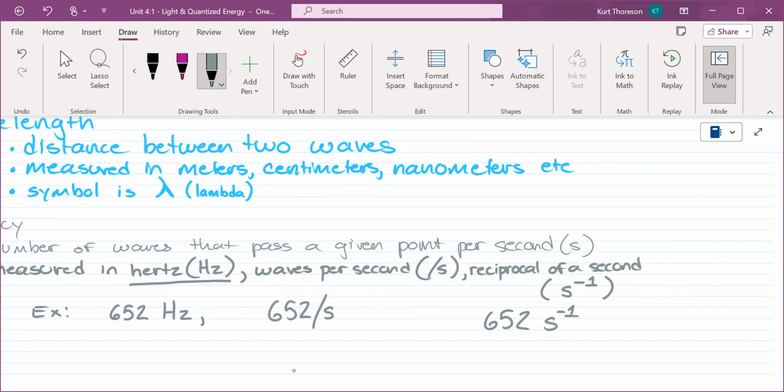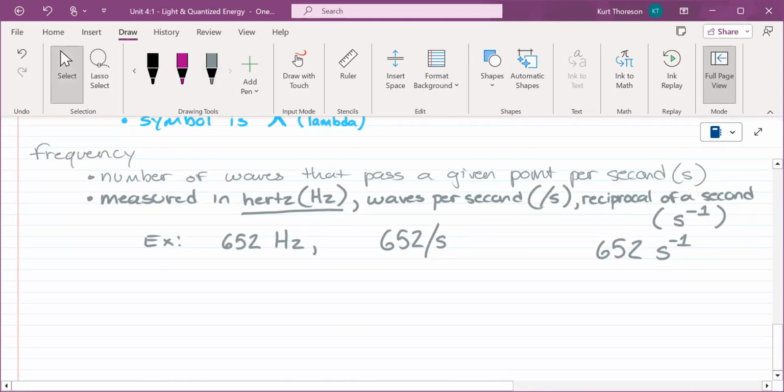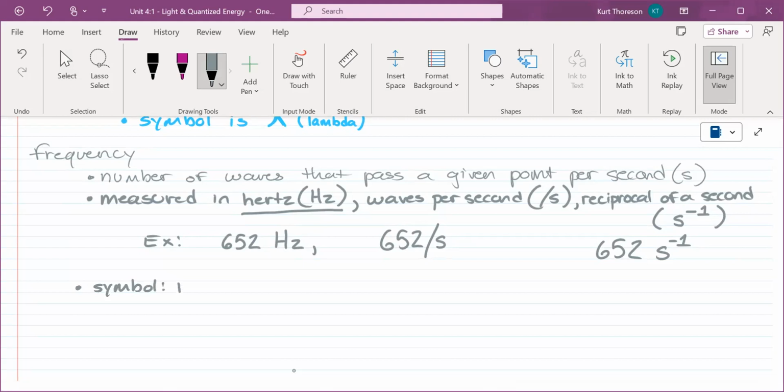That is how you write them. They all mean the same thing. 1 hertz is 1 wave per second, is 1 reciprocal of a second. And then finally, when it comes to frequency, it is also a Greek letter. It looks like the letter V. Nick, this is not the letter V. This is the Greek letter nu, N-U. It looks like a V. It is not V.